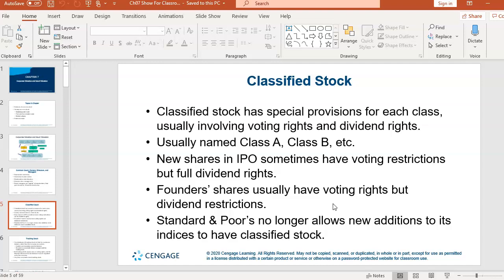Some companies, as a way to repay the founders of the company and make sure that they still have a lot of control after the company goes public, will issue what they call founder shares, which have voting rights but dividend restrictions. Founder shares typically are like super votes. Those votes count more than a Class A, Class B, Class C share. If you've heard the term IPO, that stands for initial public offering. That's when shares are first offered from the company to the public, and the public buys those shares from the company.